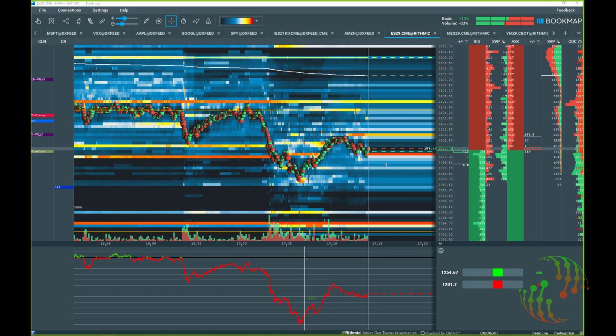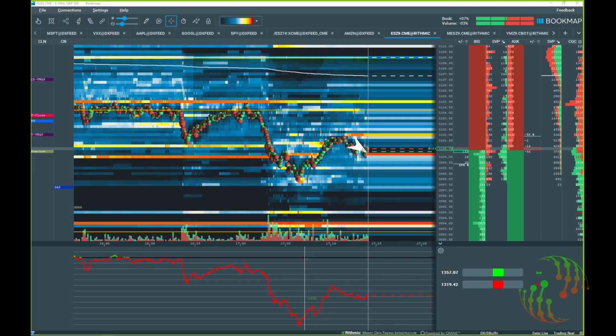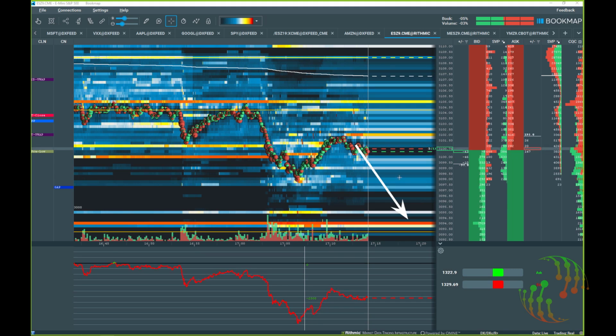Now let's see whether this works out. This can take a little bit of time. This is the next area here. Good.